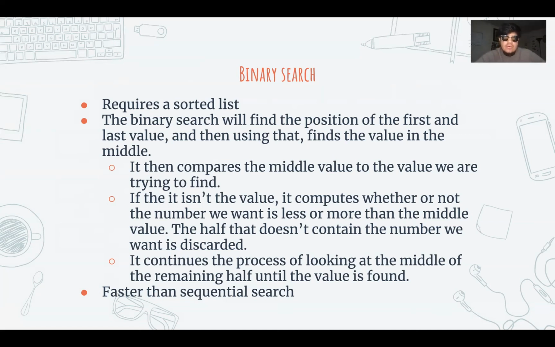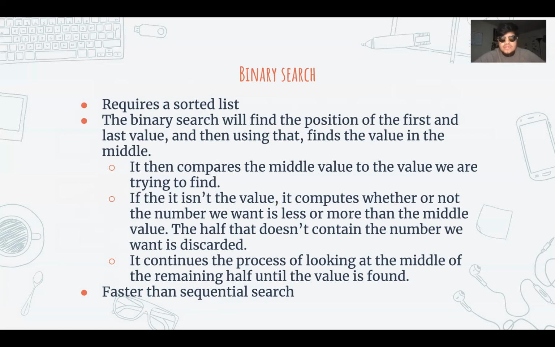But if it's not the value, it's going to do two types of comparisons. One comparison is going to see if the target value is greater than the midpoint, because if it is, then we can move our left endpoint to that position. So we've already eliminated half of our array, or half of our data set, simply because we know that the target value, the value that we want, is greater than the midpoint, because this is a sorted list. So if it's greater than the midpoint, it cannot be any value before the midpoint.